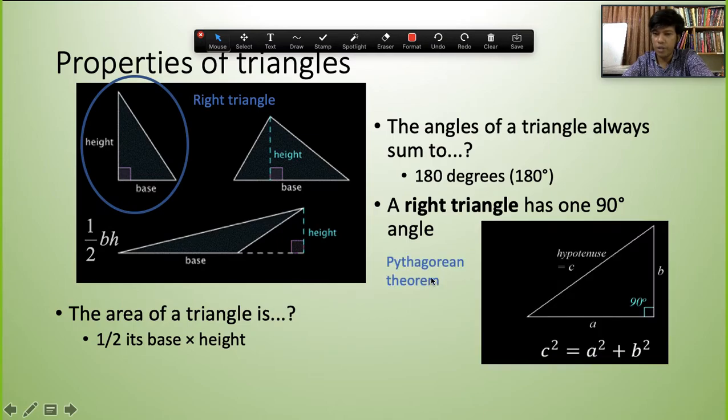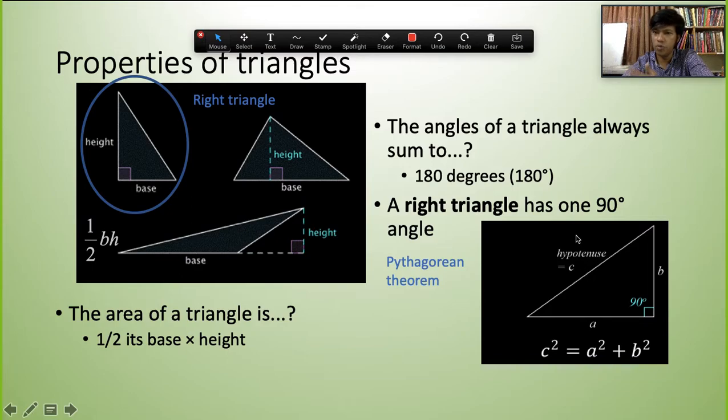This is the Pythagorean theorem. Just to recap, when you have a right angle triangle, this is the hypotenuse. So the hypotenuse squared equals the sum of the other two sides squared. That means a squared plus b squared. Pythagorean theorem, a very useful theorem in mathematics.